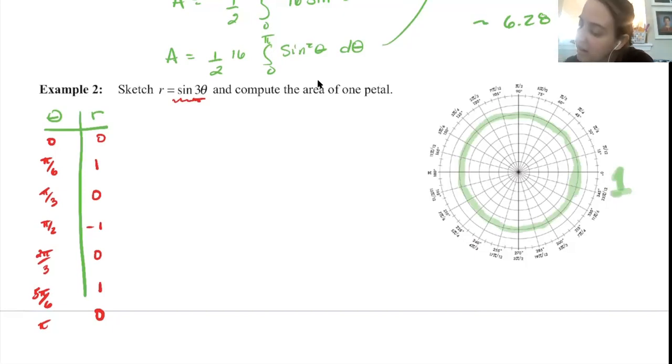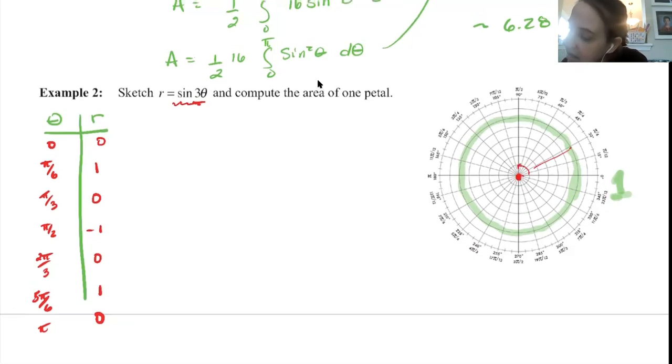Now, when I plot points, theta 0, radius 0 here. Theta is pi over 6, radius is 1. So here's pi over 6, radius is 1. I'm right here. Pi over 3, I'm at 0. Pi over 2, so I'm facing up, but then my radius is -1. I'm actually down here. And then at 2 pi over 3, so 2 pi over 3 is over here. My radius is 0 again. And then at 5 pi over 6, here's 5 pi over 6. My radius is 1.